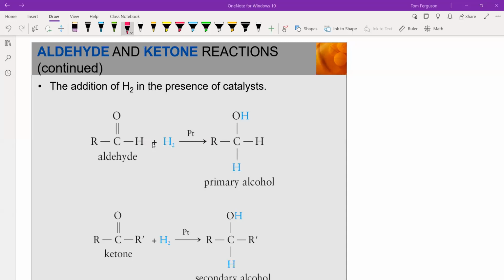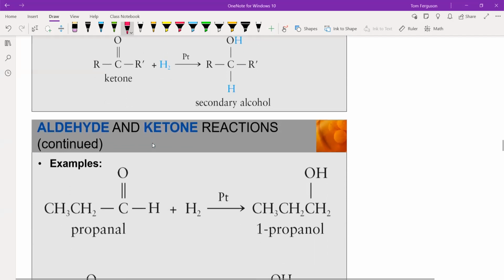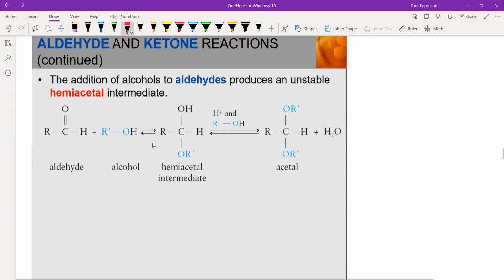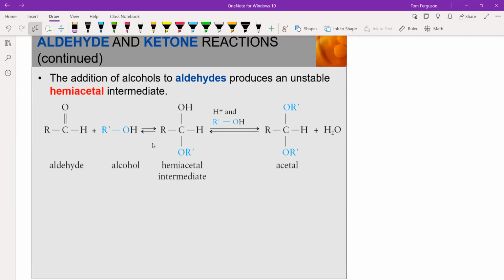Okay. Now let's talk about aldehydes and ketones in reference to alcohols. We talked about the aldehyde reactions already. You can oxidize an aldehyde, you can reduce an aldehyde. If you oxidize an aldehyde, it goes to the acid. If you reduce it, it goes to the alcohol.